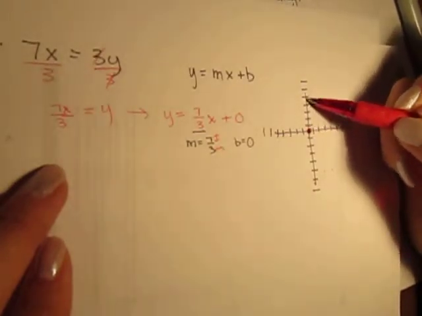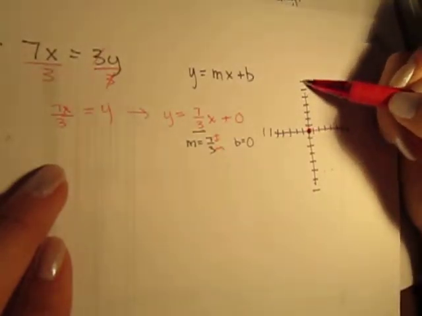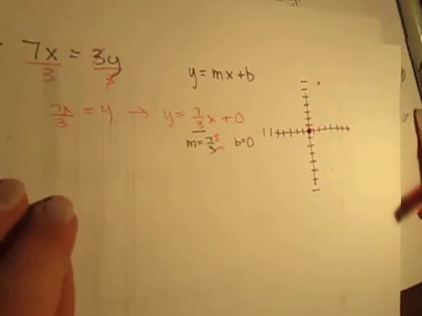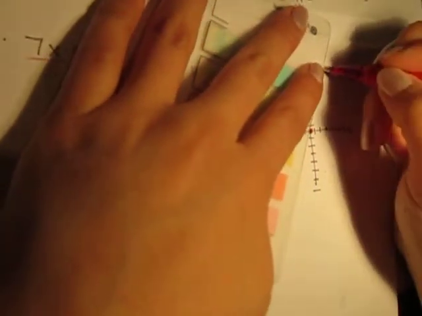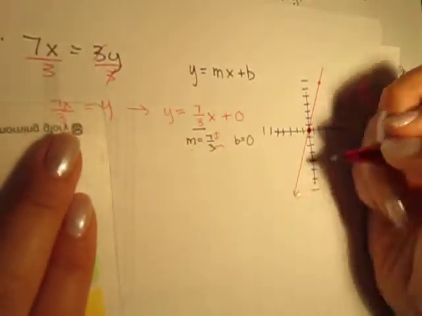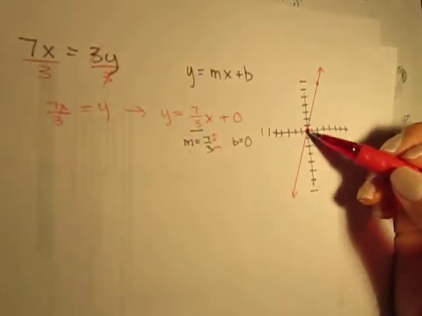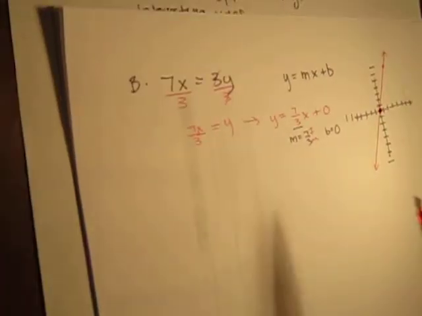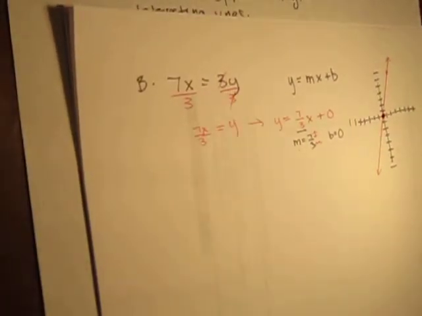1, 2, 3, 4, 5, 6, 7. And then over 3. 1, 2, 3. And once I connect those lines, at those points, that means every point on this line, whatever x, y I get, will work for this equation.